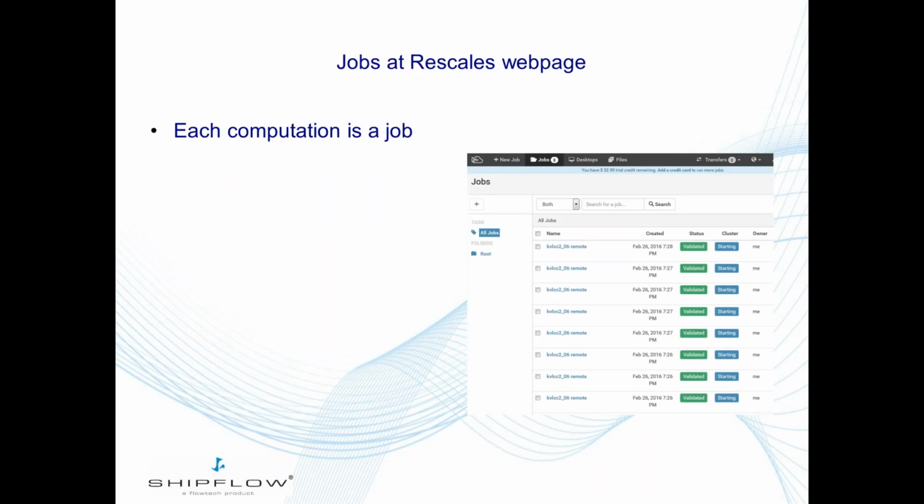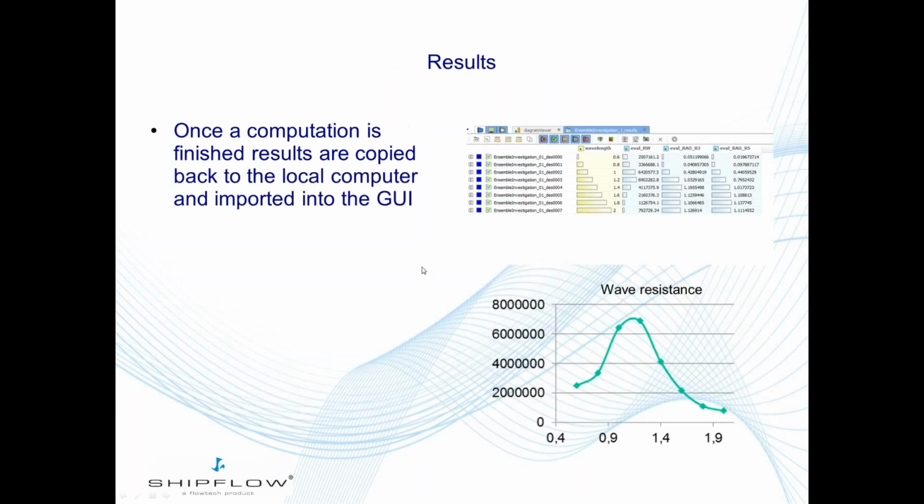And like I did before, if you go to Rescale's webpage, you will now see 8 different jobs. You will see 8 jobs here, each job corresponding to 1 computation. Once a computation is finished, results are copied back to the local computer and then automatically imported into the GUI. And once all the computations are finished, you will have a result table like this in the GUI. And from that, of course, you can easily plot things like the wave resistance.